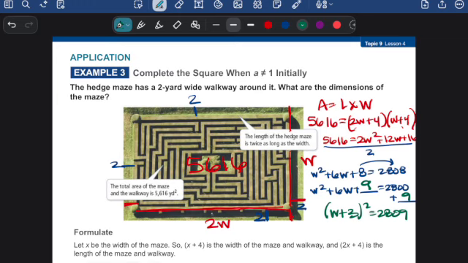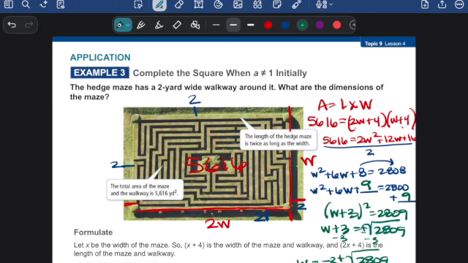We're going to take the square root of both sides. W plus 3 is going to equal the square root of 2809. Subtract 3 from both sides. That's a positive and negative. W equals negative 3 plus or minus the square root of 2809.